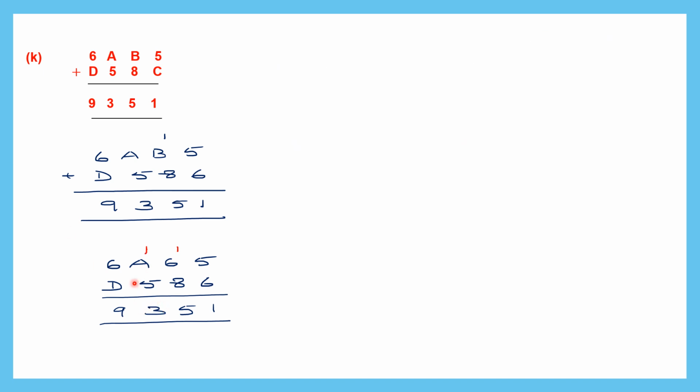Now let's look at the third column here. A plus 1 plus 5 is equal to 3. That means A plus 6 is equal to 3. Now if we have to find the value of A, we say A is equal to 3 minus 6. That is A is equal to minus 3. That's not possible. It's a negative number.